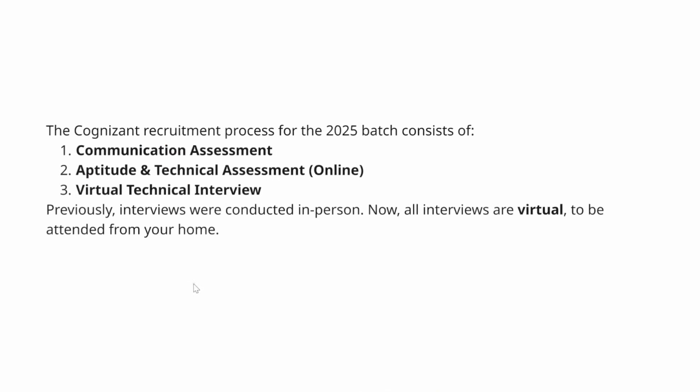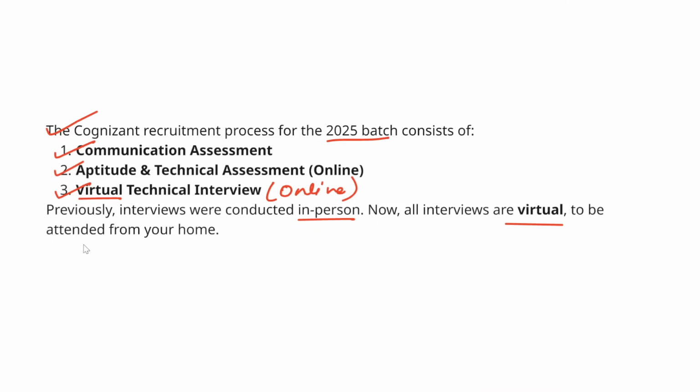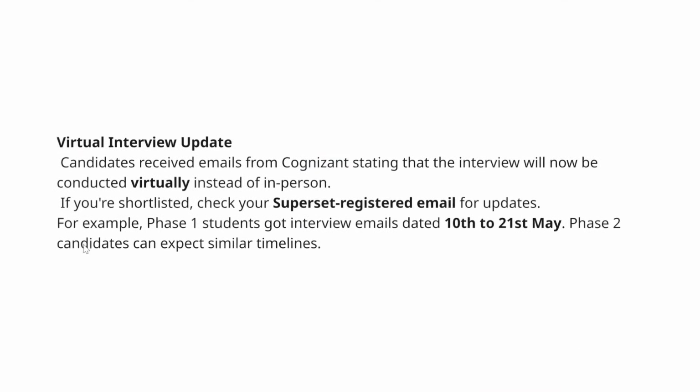So first thing is, let's understand the recruitment process of GenC. The Cognizant recruitment process for the 2025 batch consists of a communication assessment, then your aptitude and technical assessment, which was online, and then a virtual technical interview. Okay, when I say virtual, it is also online. Previously interviews were conducted in person. Now all the interviews are happening virtually, to be attended from your home. So I will also be sharing some of the tips you need to follow so that you can prepare for your virtual interviews. Now this is the virtual interview update.